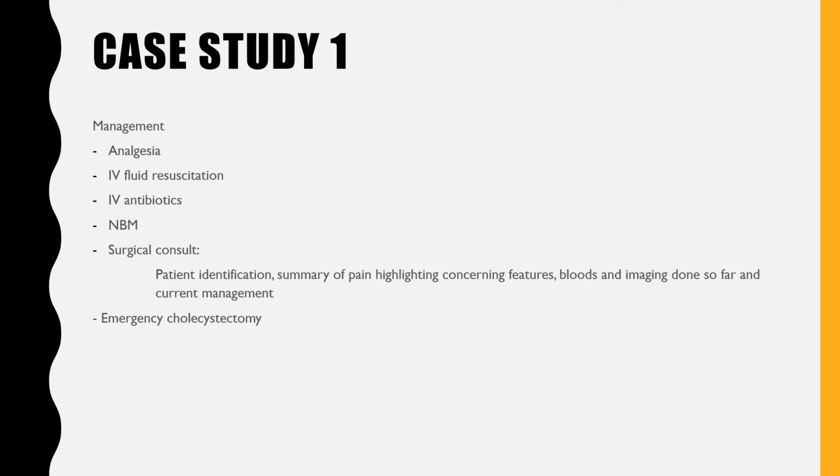We've started them on IV Augmentin and IV fluids. We've given her 5 milligrams of IV morphine, and we're keeping her nil by mouth. Is there anything else that you'd like me to do for the patient in the meantime, or do you have any suggestions?